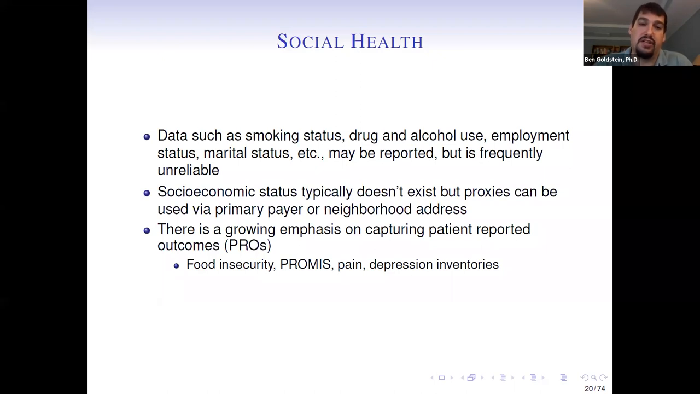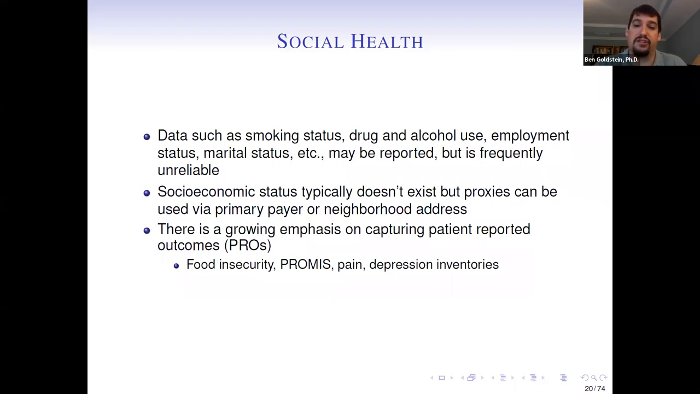We've done studies with a colleague here, looking at Duke. We found that even just knowing something about primary payer tells you a lot about one's socioeconomic status. So if someone is on Medicaid, then they're more likely to be poor. Also, neighborhood addresses can be quite powerful. We've been doing a lot of studies lately leveraging American Community Survey data, where you can map where somebody lives and then use ACS data to get an understanding of their neighborhood SES.